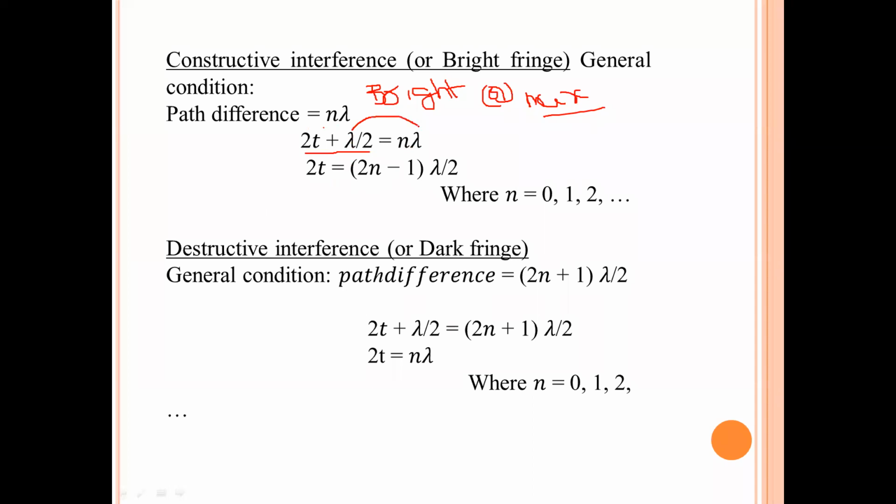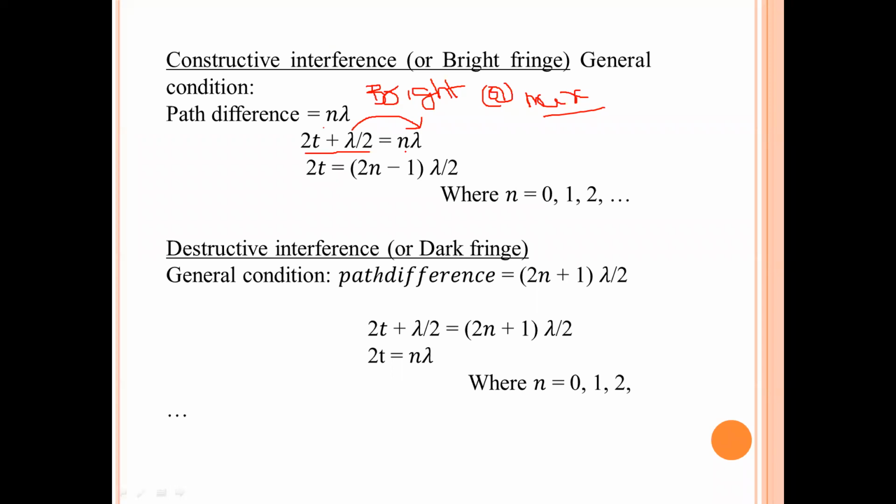Now write the lambda by 2 to the right side. It becomes n minus lambda by 2, and by taking n common, finally we get 2t is equal to (2n minus 1) lambda by 2. Here we have to take n value as 0, 1, 2, 3 and so on. So constructive interference means the case of a bright ring or maximum intensity.